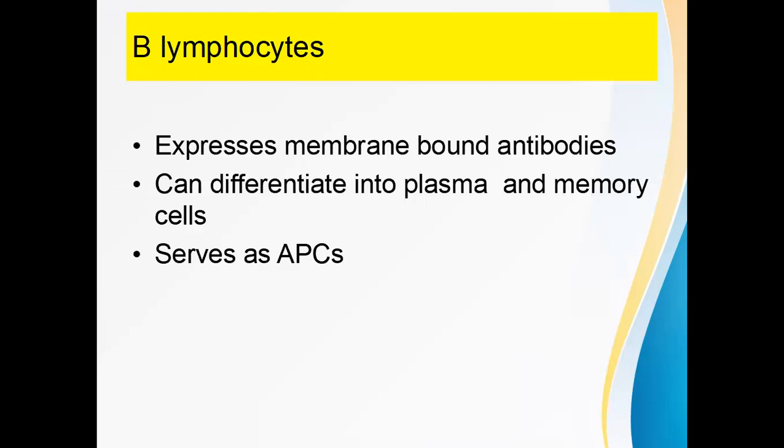Now let us start with B lymphocytes. B lymphocytes express membrane-bound antibodies. They can differentiate into plasma and memory cells. They serve as antigen-presenting cells. Further, we will be looking into the maturation of B lymphocytes.